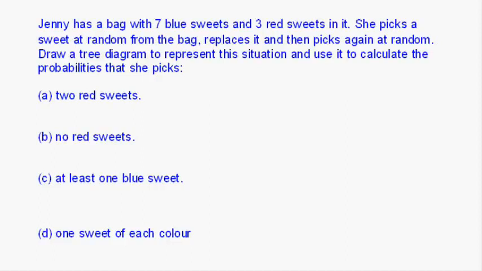Hi, this is a probability question that we're going to solve using a tree diagram, but let's just read the question first. Jenny has a bag with 7 blue sweets and 3 red sweets in it. She picks a sweet at random from the bag, replaces it, and then picks again at random. Draw a tree diagram to represent this situation and use it to calculate the probabilities that she picks A, 2 red sweets, B, no red sweets, C, at least 1 blue sweet, D, 1 sweet of each color.